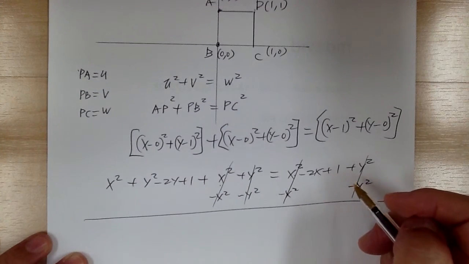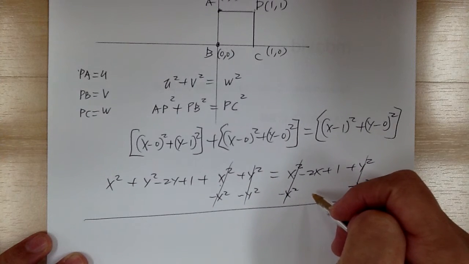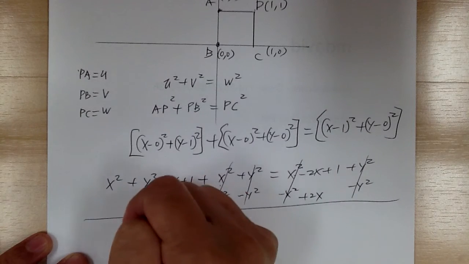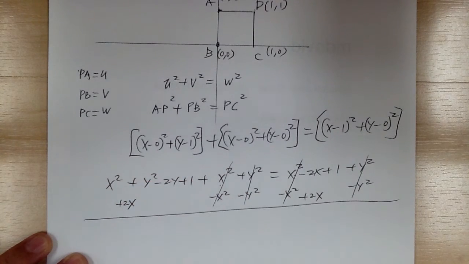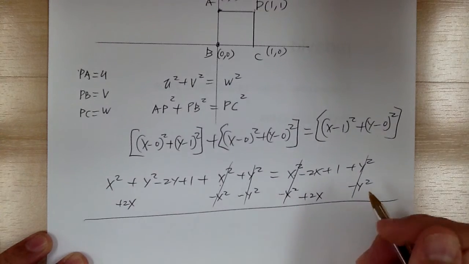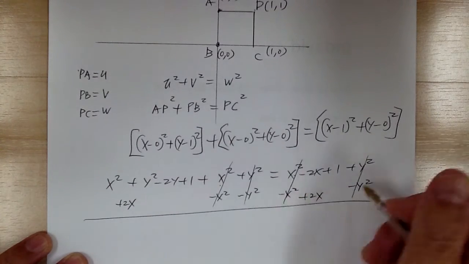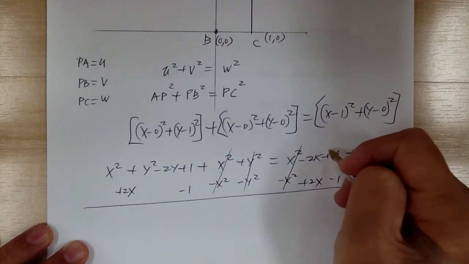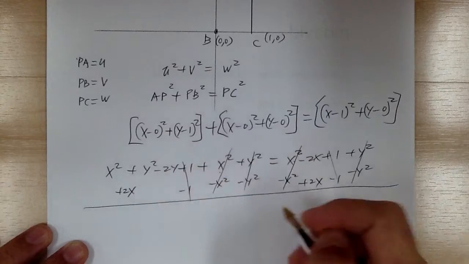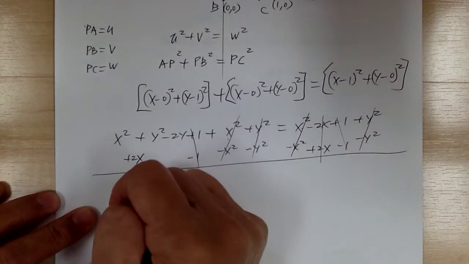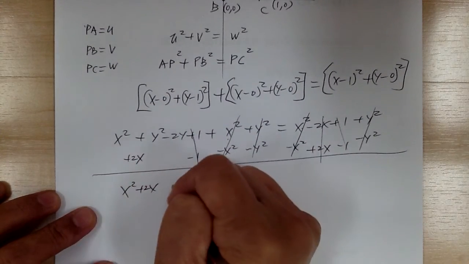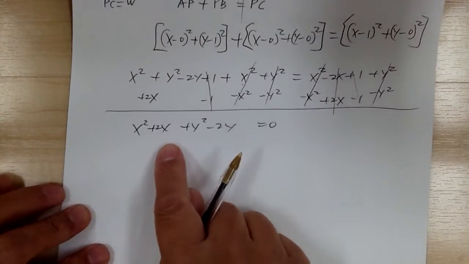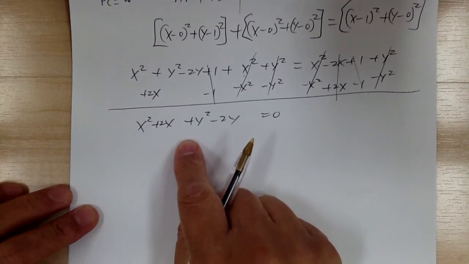And I'm going to add 2x, and I'm going to subtract the 1. You have 1 and 1, so minus 1, it cancels out. So we have x squared plus 2x plus y squared minus 2y equal to 0. Okay, so this is a circle. This is the equation for a circle.